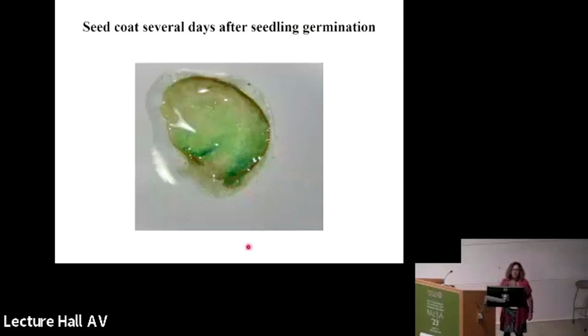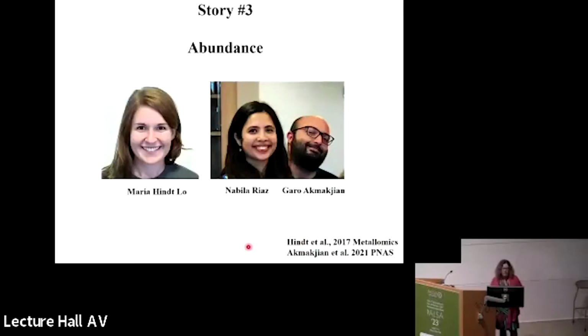So it's not really being used for nutrition. We think it might be used for Fenton chemistry. Okay, and then my third little story I call Abundance, and I also like to say it's a three graduate student project. So it was started by Maria, she passed it to Garo, passed it to Nabila, and Nabila is graduating in two weeks.